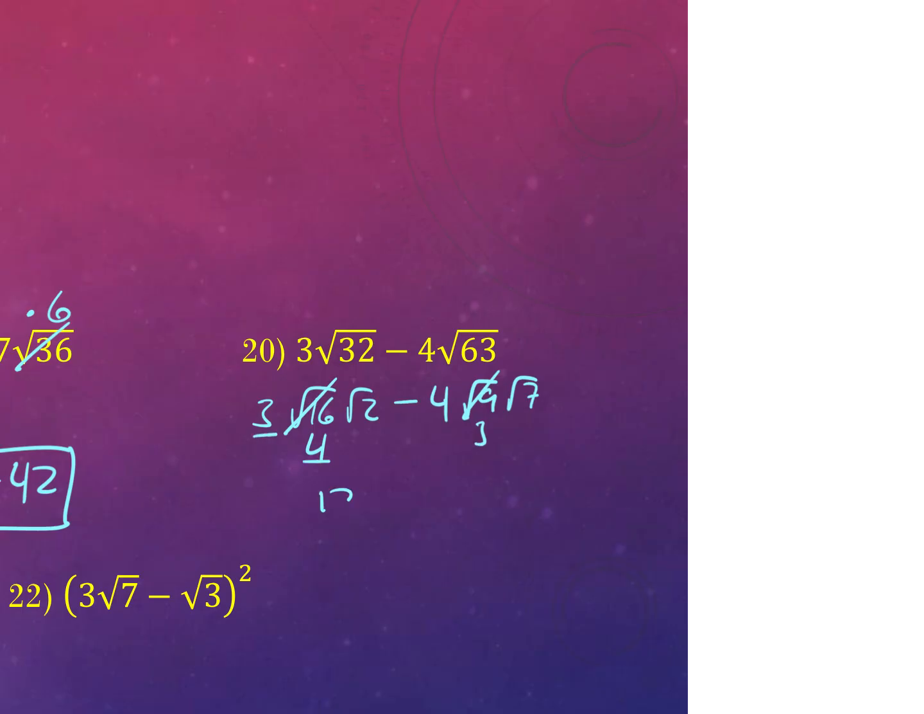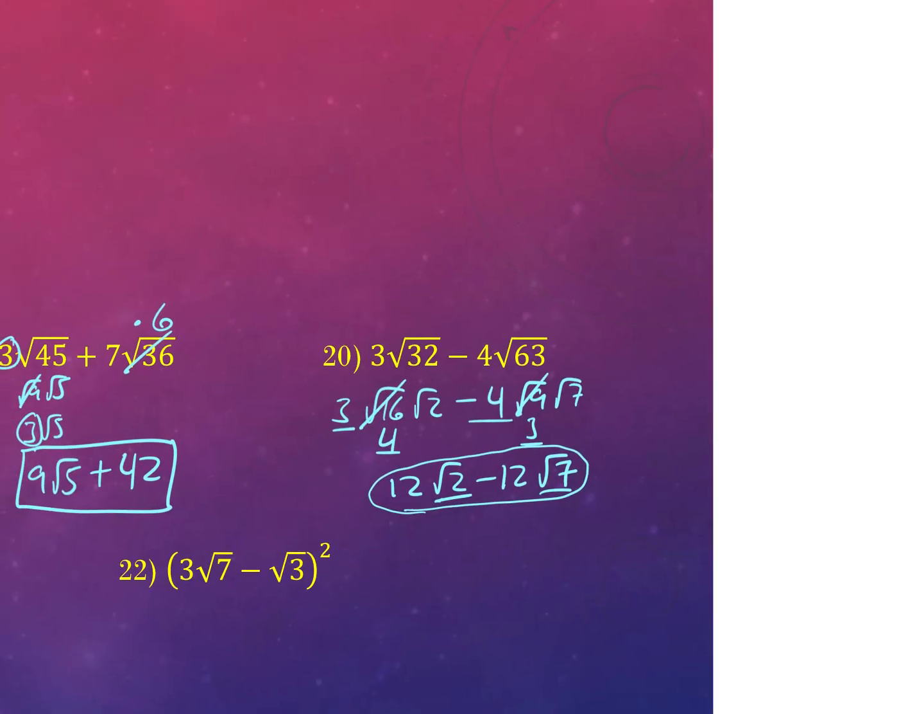3 times 4 is going to get you 12 square root of 2. Negative 4 times 3 is going to get me negative 12 square root of 7. All right, they are not like radicals, so I cannot combine them. I leave them alone like that. Maybe you see the 12s match and you're tempted to do something with those. You can't because these radicals are not the same. So you just leave it alone. All right.